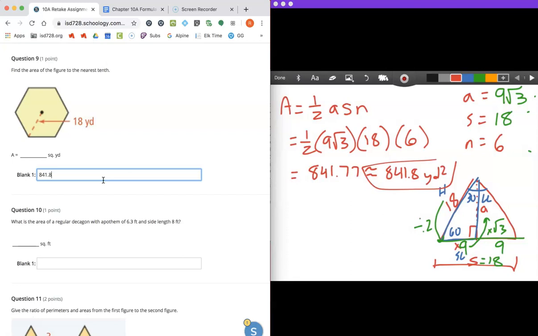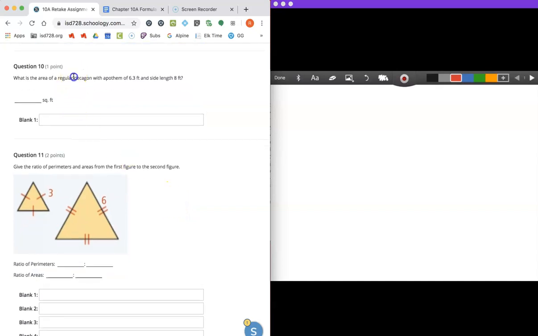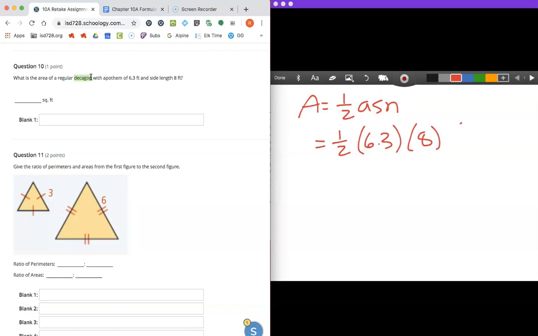If you don't know everything for a regular hexagon, you have to use special right triangles somehow. Okay, let's go and do one where we do know everything. What is the area of a regular decagon with an apothem of 6.3 and a side length of 8? So A is the apothem, and they told me what that was. They said it was 6.3. The side length is 8. A decagon has 10 sides.